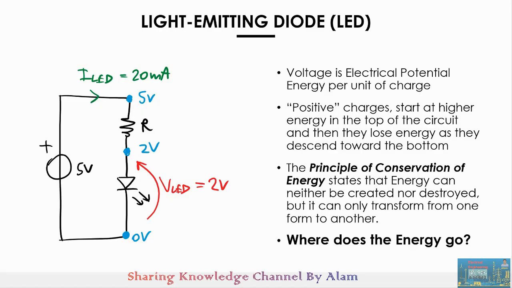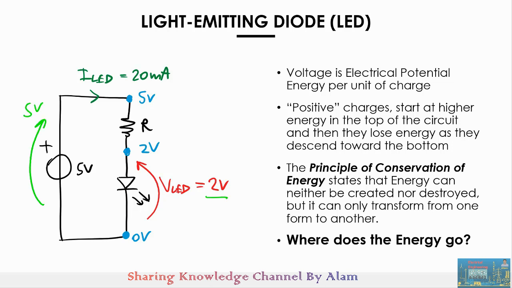Let's try to understand how light can be created in LEDs. On the left, we have a circuit composed of a voltage source in parallel with the series of a resistor and an LED. Note that the symbol of the LED is the same as the symbol of a diode, just with 2 extra arrows to indicate that it's a component that emits light.